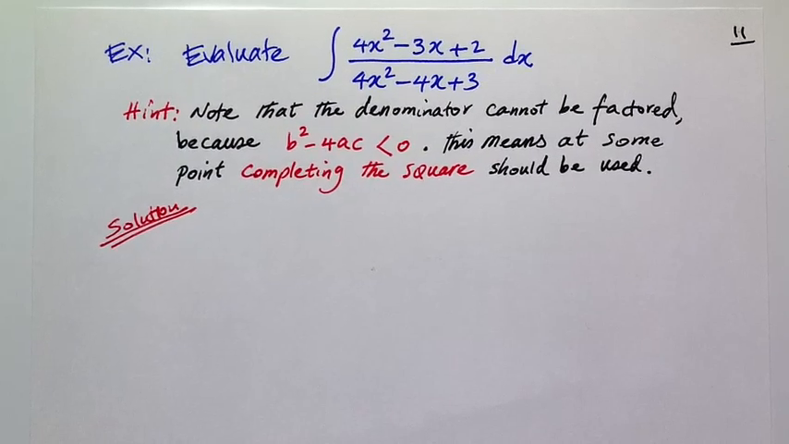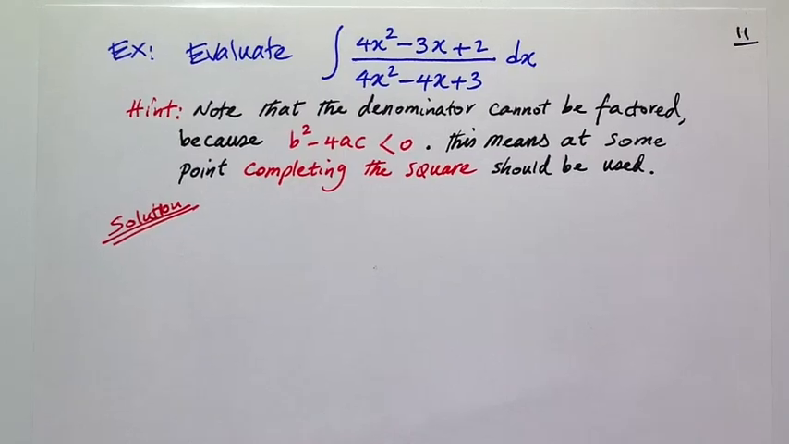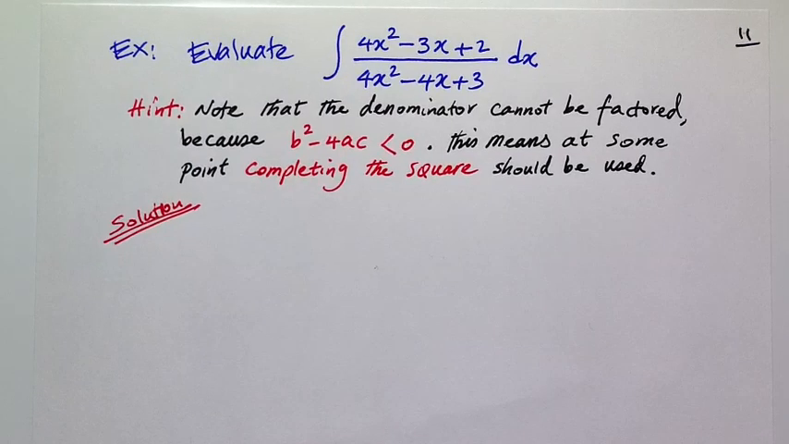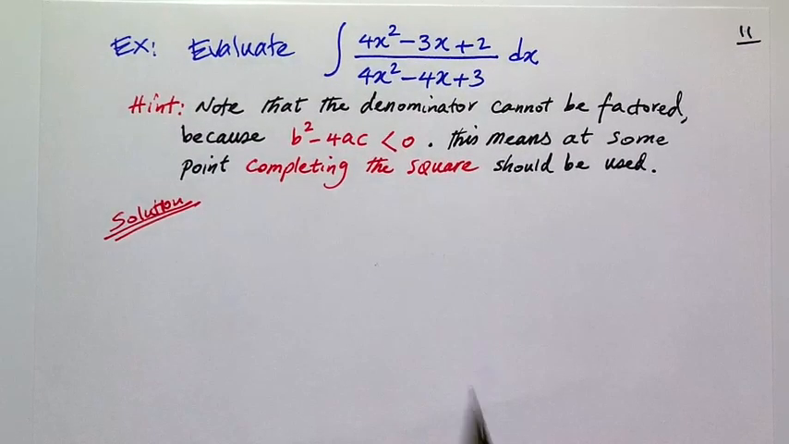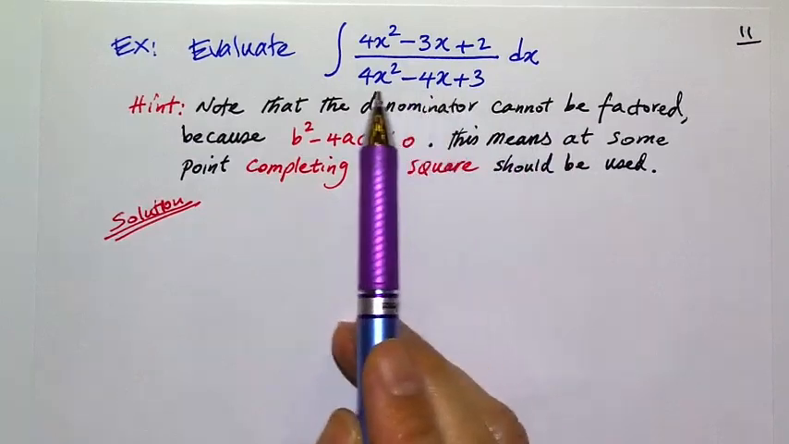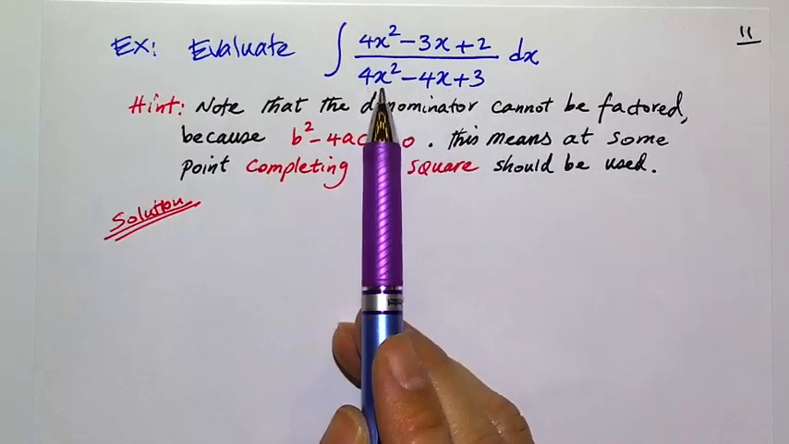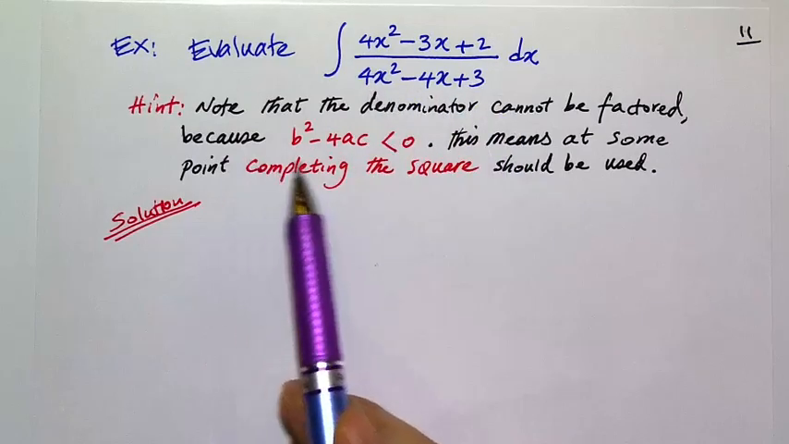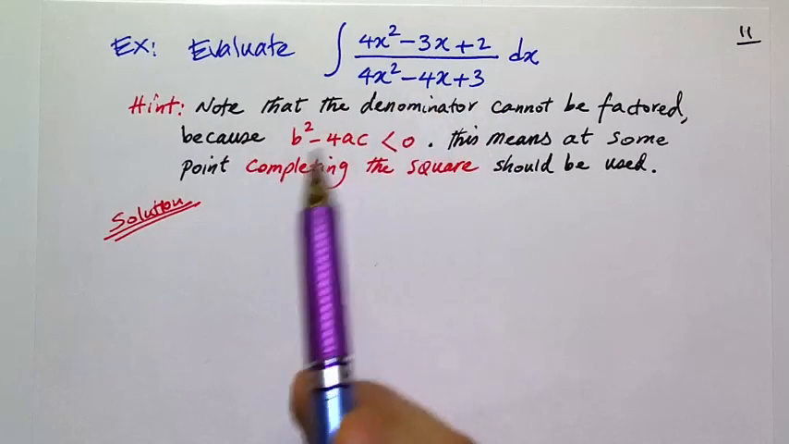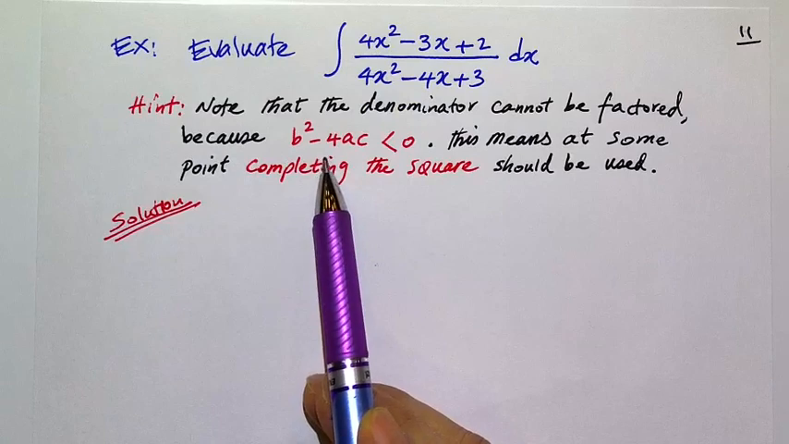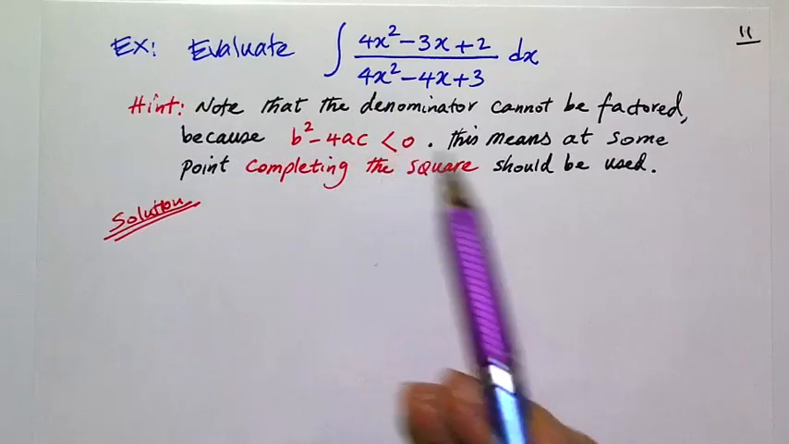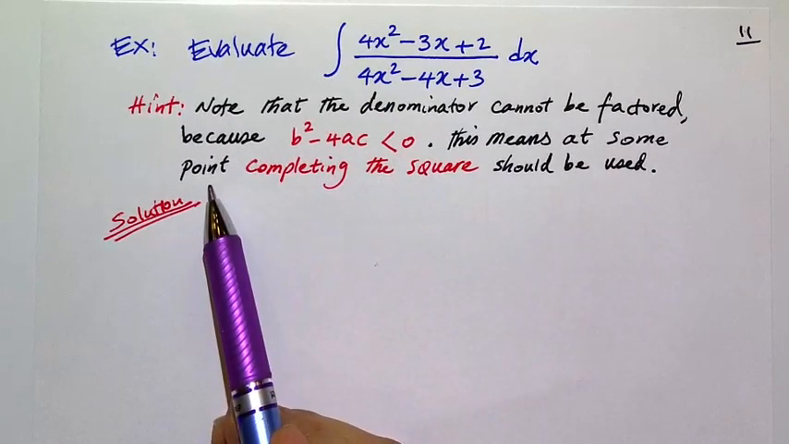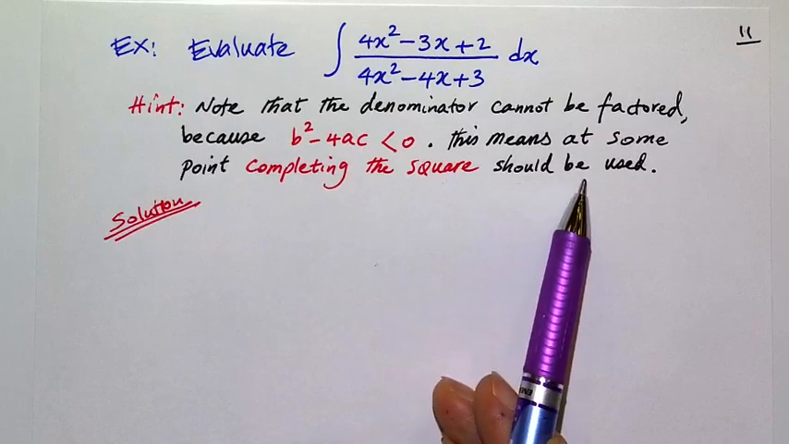And before that, here's a hint for you before you pause and solve this on your own. It says, note that the denominator cannot be factored. So this is a prime quadratic equation, which means it cannot be factored because the discriminant of this, or b squared minus 4ac, is negative. It's less than 0. This means at some point, completing the square should be used.